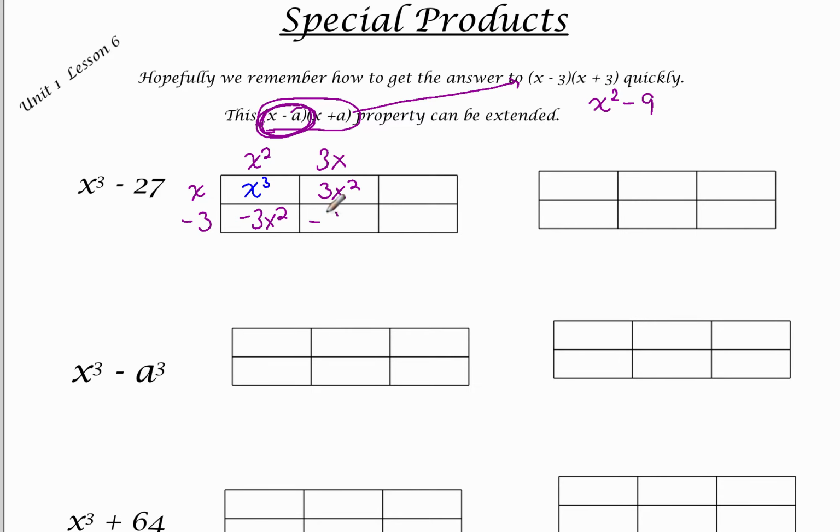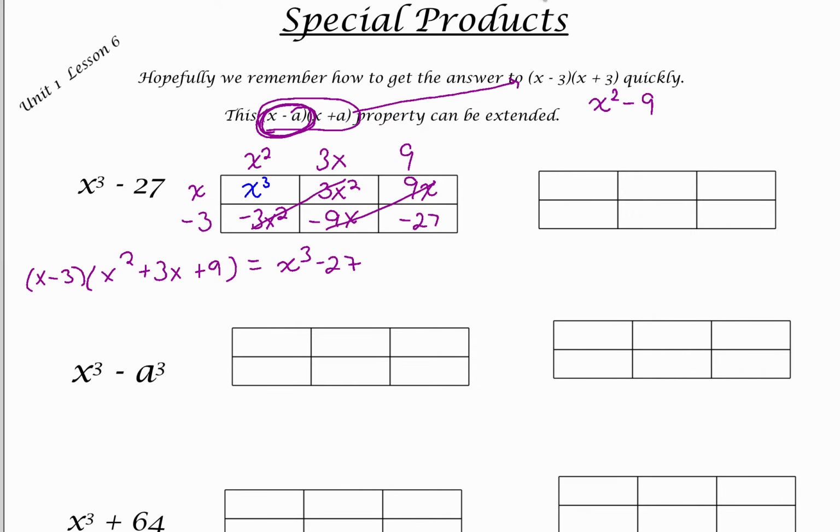3x times negative 3 is negative 9x. But we can't have any first degrees. We only have a cube and a number. So this has to be positive 9x. If I put a 9 there, 9 times x is 9x. 9 times negative 3 is negative 27. Cancel, cancel. So I just found a product. I found that when I use the divisor x minus 3, if I multiplied it by x squared plus 3x plus 9, I got my perfect difference of cubes.